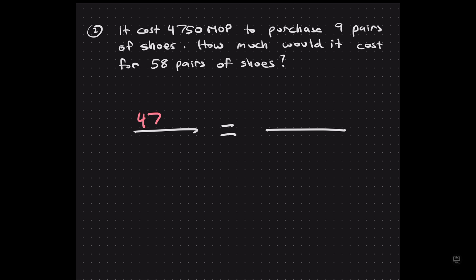I'm starting with 4,750 mop. And what does that get me? It gets me 9 shoes. And it tells me I want to get 58 pairs of shoes. So because shoes on the left is on the bottom, it needs to be on the bottom on the right, because we're saying that these are equal. And now it's basically asking me, how much will that cost? So x mops. Again, we cross multiply.